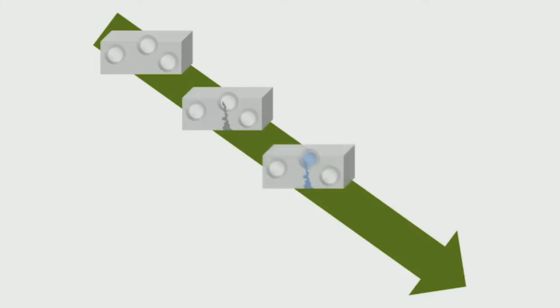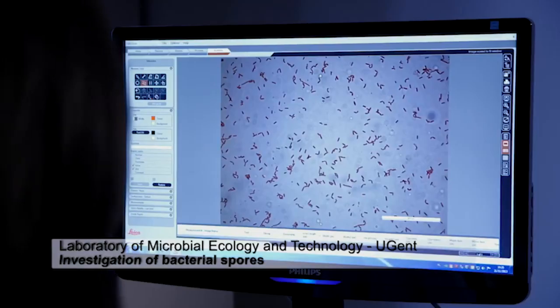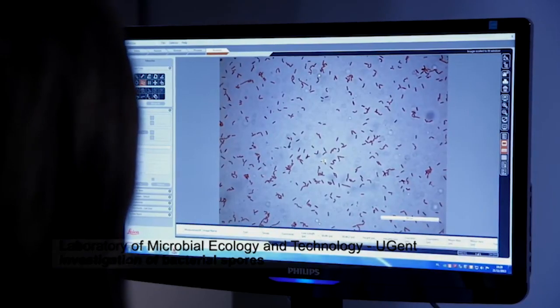As water enters into the crack, it is absorbed by the particle. The particle swells and blocks the crack. In a second phase, bacteria, which are able to precipitate calcium carbonate, are embedded in the concrete.